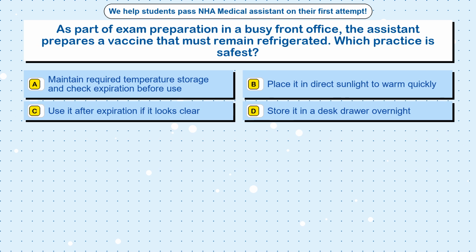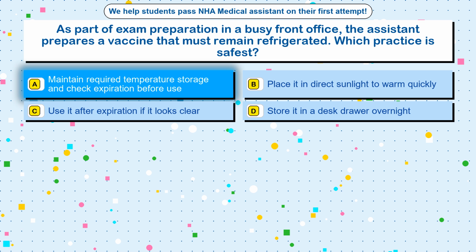Question 33. As part of exam preparation in a busy front office, the assistant prepares a vaccine that must remain refrigerated. Which practice is safest? Option A, maintain required temperature storage and check expiration before use. Option B, place it in direct sunlight to warm quickly. Option C, use it after expiration if it looks clear. Option D, store it in a desk drawer overnight. The correct answer is option A. Maintain required temperature storage and check expiration before use.